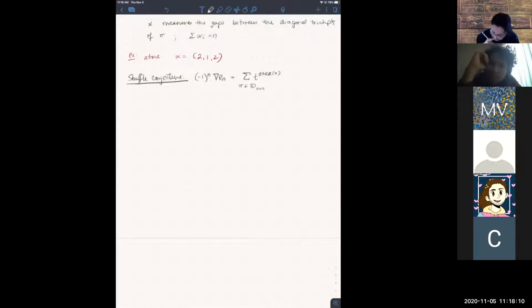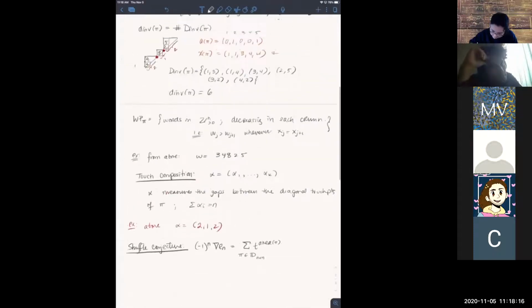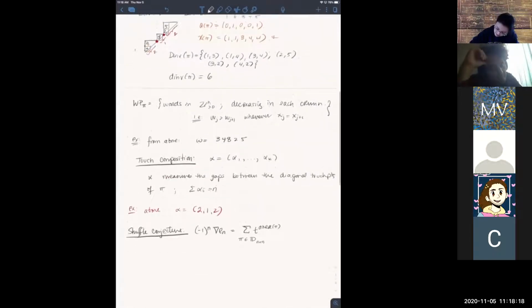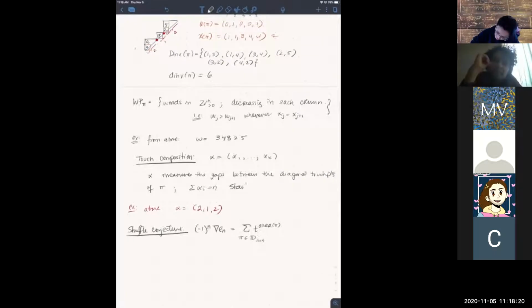Nicole, quick question. Yes. For the touch composition, is the alpha going from bottom to top or from top to bottom? From bottom to top, yes. Okay. So this is starting at, that's a very good point, starting at 0, 0. All right, cool. Yes. Thank you.